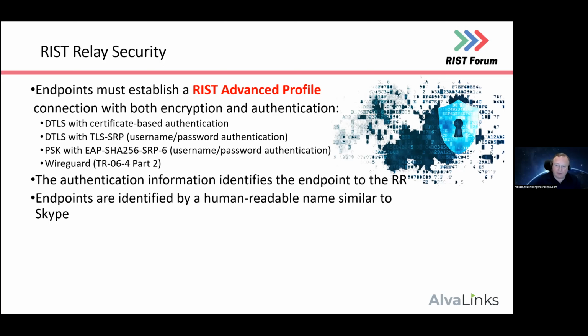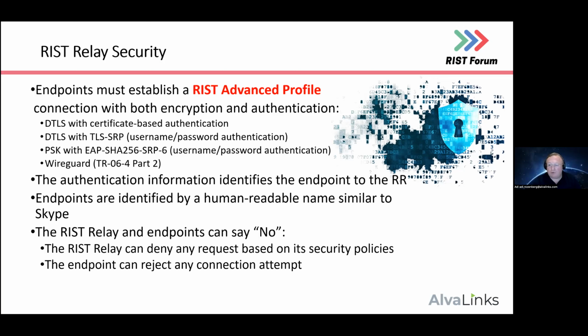Endpoints, what we added, are identified by a human-readable name, similar to Skype. This is something that we think is a better use case, to give a human-readable name: reporter 1, reporter 2, BBC Ireland, BBC Johannesburg, BBC Australia. Something that is much more usable and definable, so it's easier to identify the caller, the peer on the other side.